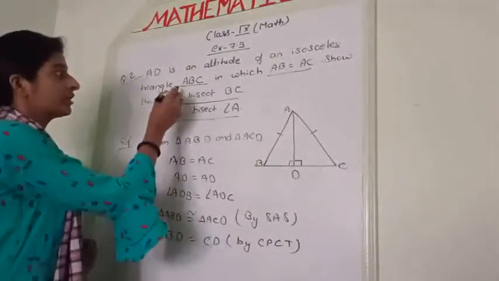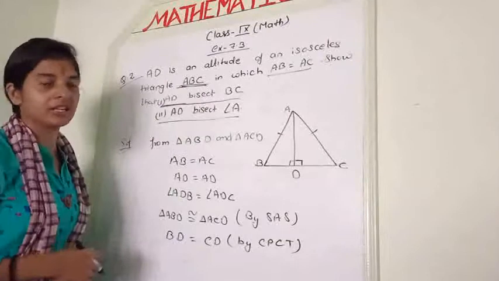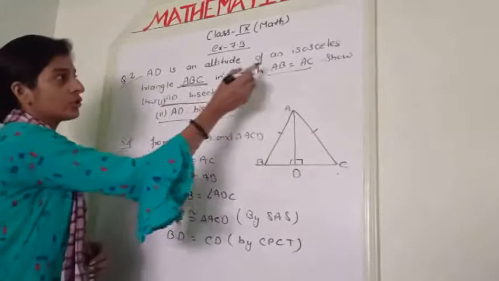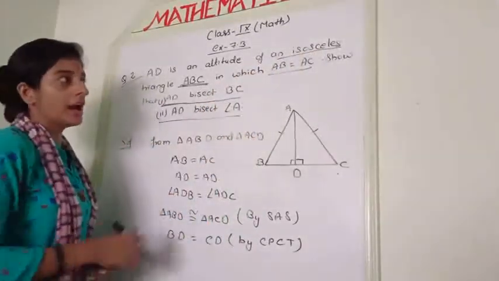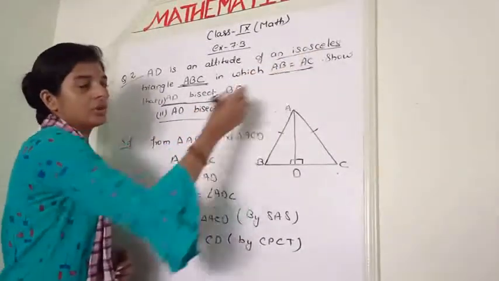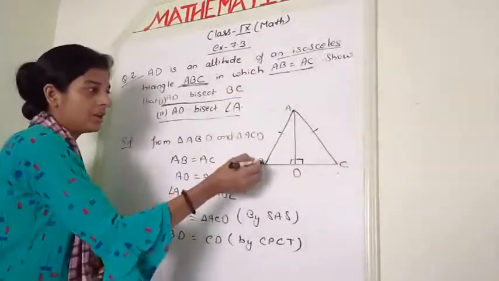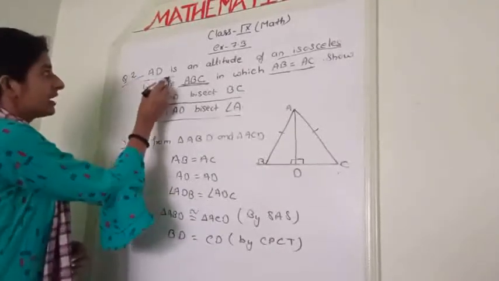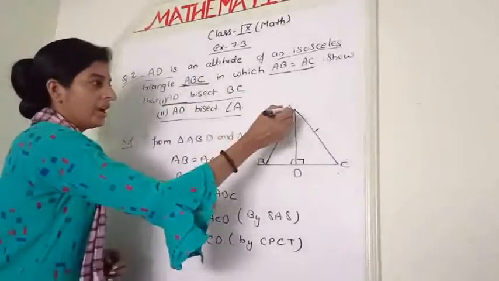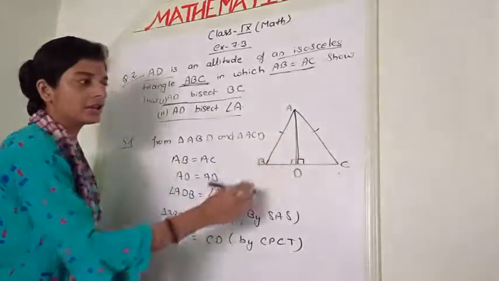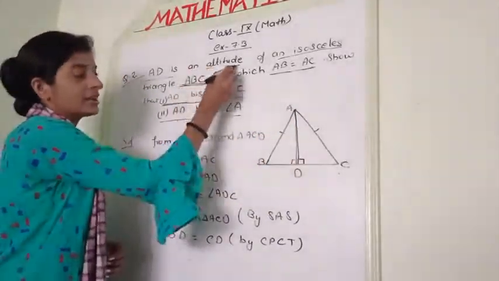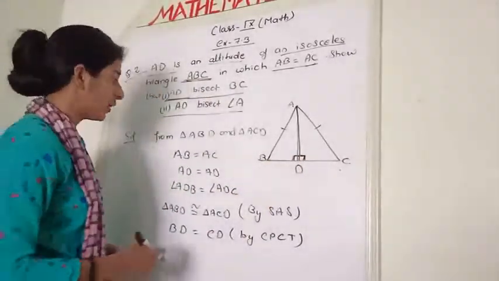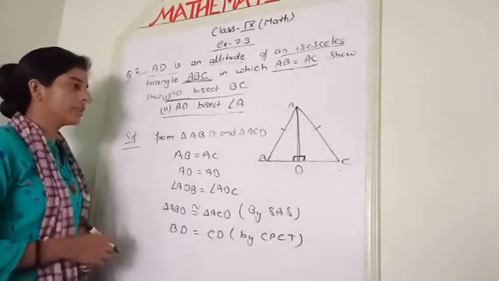At first, we have the triangle ABC, and this is our triangle. According to the question, this is an isosceles triangle, and it is given that AB is equal to AC, the two sides. And AD is an altitude, so AD we have to draw as an altitude. When it says altitude, that means these are forming an angle of 90 degrees. Now come to the solution.